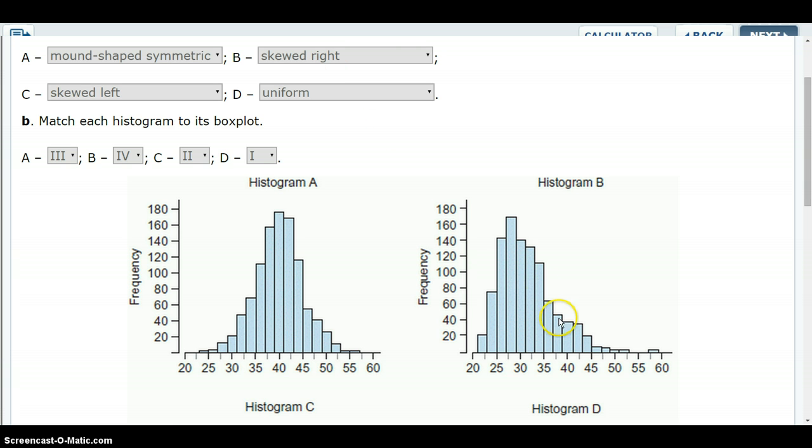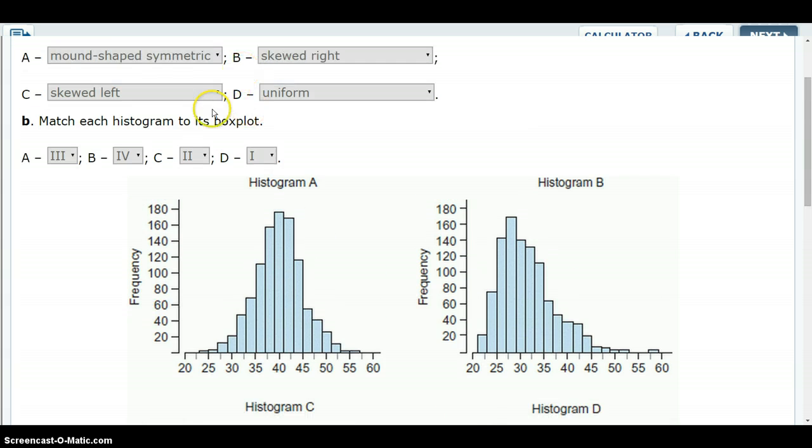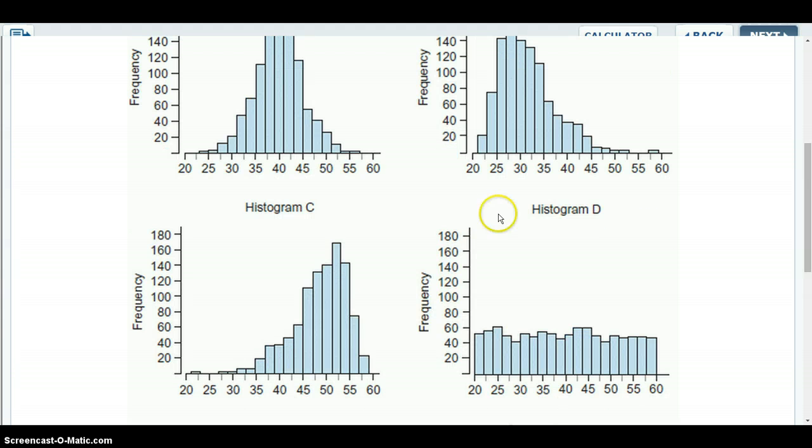Skewed right here, again, when we have a skew, we're looking at where the long tail is. So that is on the right side. So this is skewed right. C here is skewed left, the tail is on the left side, and then finally D is a relatively uniform distribution. So knowing the difference between a normal distribution and a uniform distribution tends to be very important in a lot of statistical analyses.